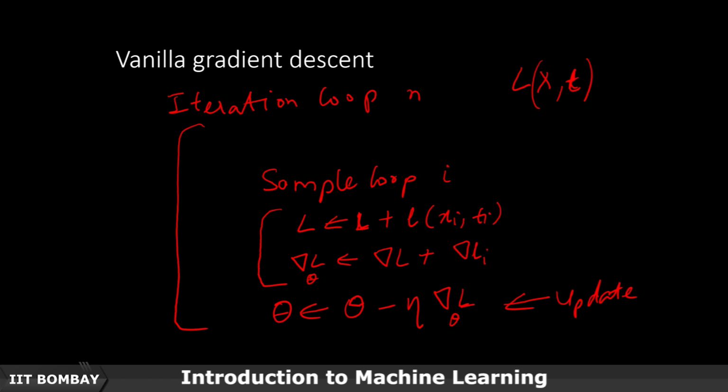What does vanilla mean? Just plain. That means regular gradient descent, and that is because our loss has this sum structure, and that sum is implemented in the inner loop. So the disadvantage of this is that even for one update we have to go through a lot of iterations.